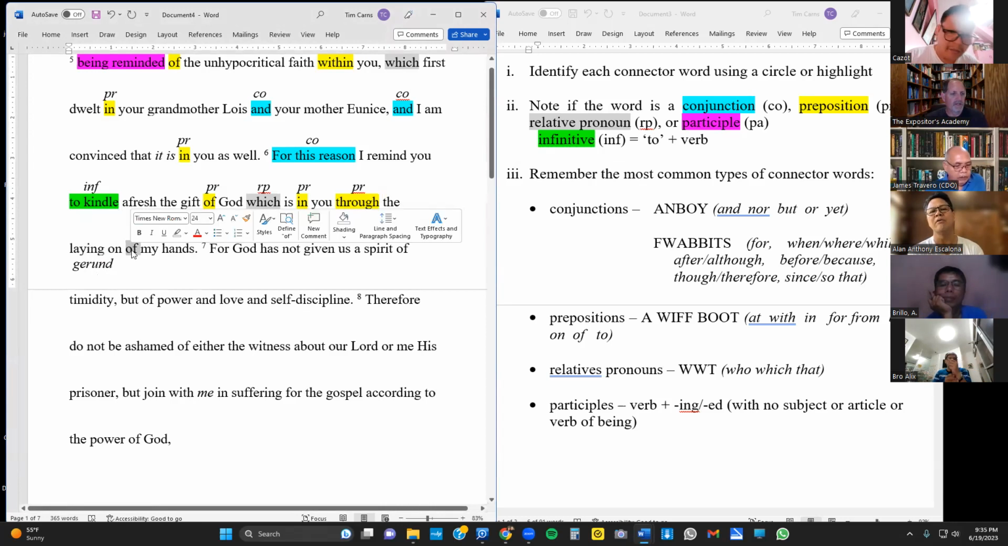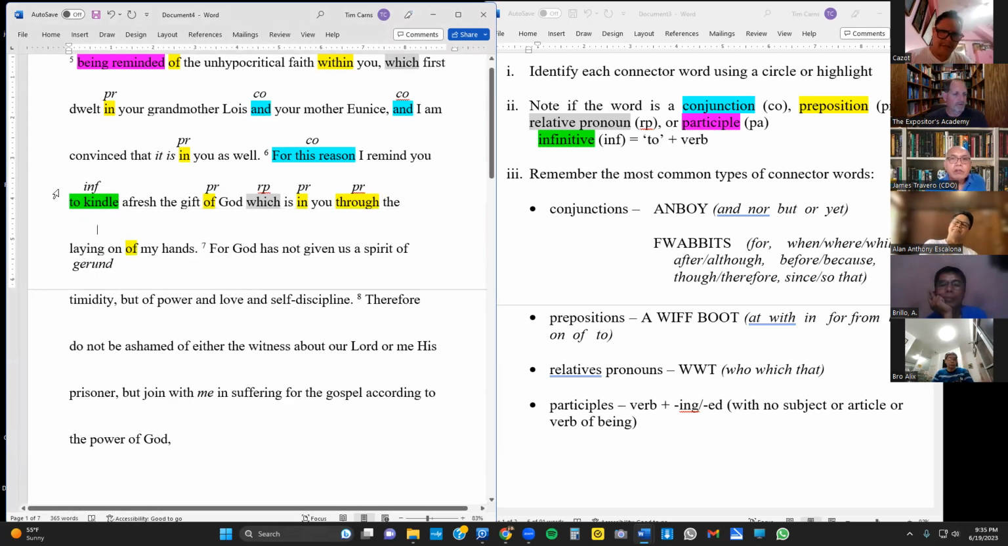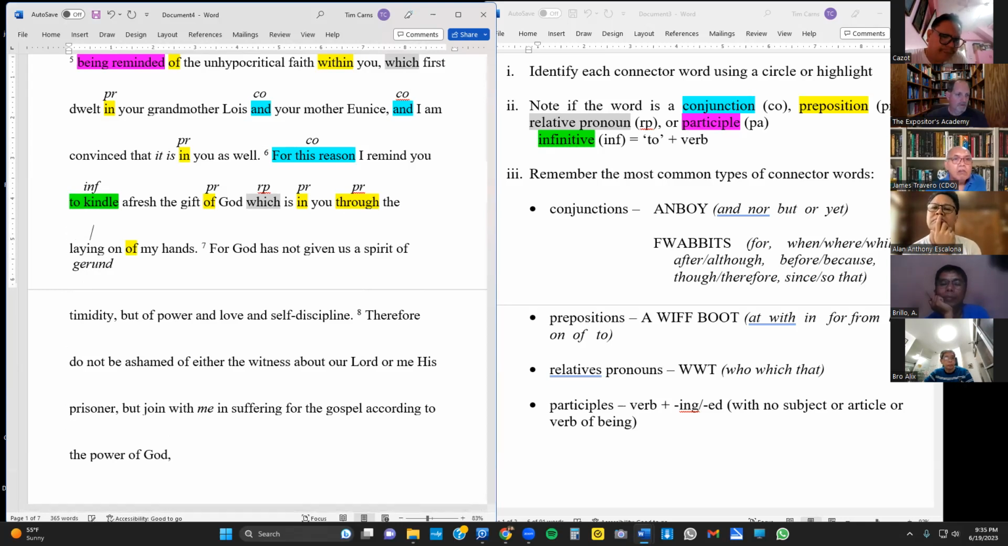And then I heard somebody say of here. Yeah, of is a preposition. So we will note that here. Okay, does anybody see any other connector words in verse 6?